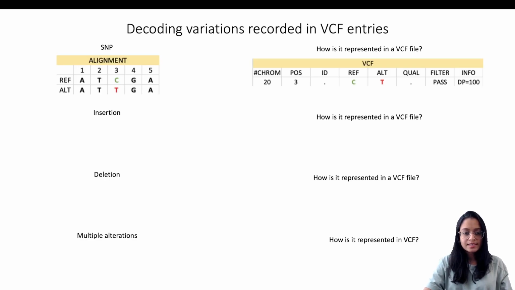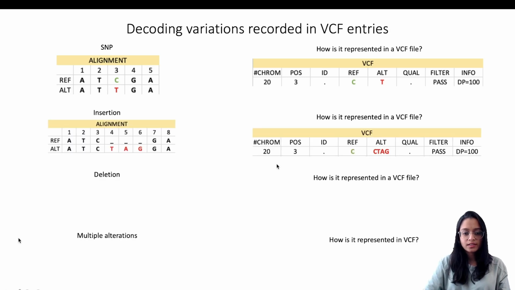Starting with SNPs. Here is an alignment between the reference and the alternate allele, and you can see that at position 3 there is a SNP. In a VCF file the position would be 3, the reference column would represent the reference base, and the alternate column would represent the alternate allele base at that position. Next, taking a look at the insertion, we can see that certain bases are inserted in the alternate allele after position 3.